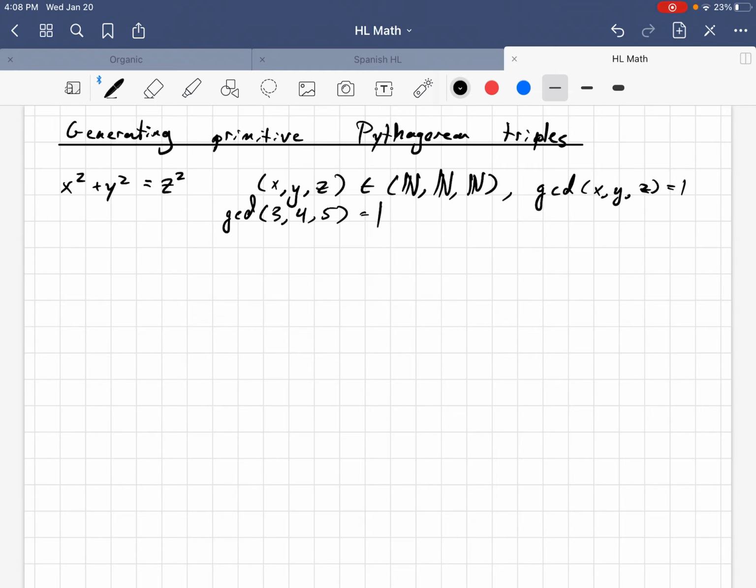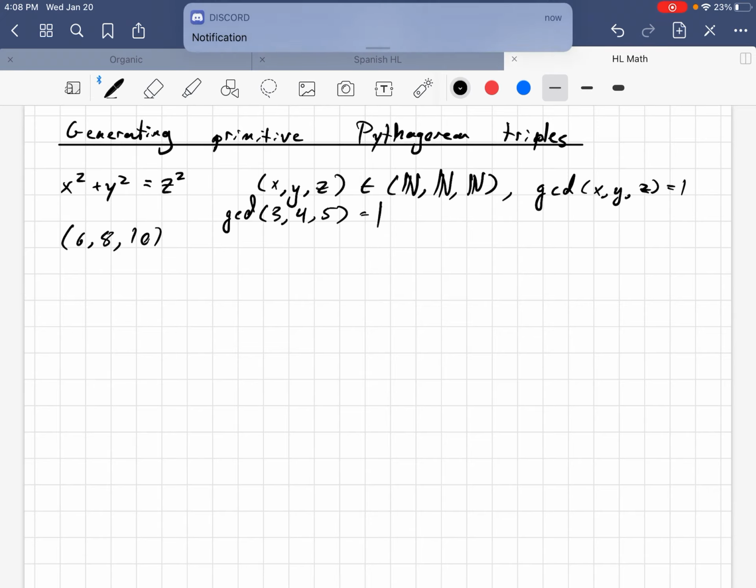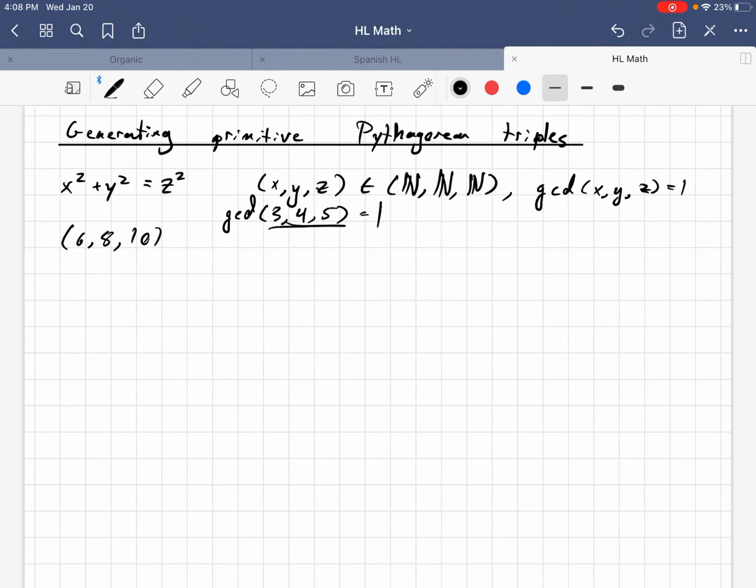Now, for example, the Pythagorean triple 6, 8, 10, while it is true that 6 squared plus 8 squared is equal to 10 squared, this really isn't all that interesting because it's just a scalar multiple of this original, what we call primitive Pythagorean triple, namely 3, 4, 5. We just multiplied by 2. So we're interested more so in primitive Pythagorean triples here, so where the greatest common divisor is 1.